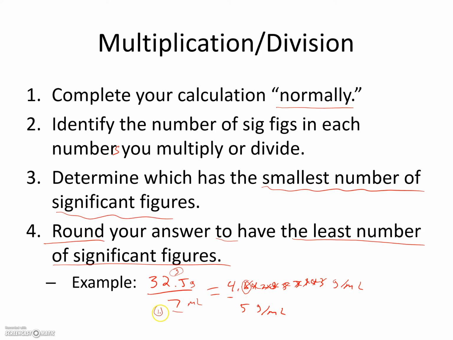So again, complete my calculation normally, identify the sig figs in each number. I have 3 there, 2 there. Determine which has the smallest number. That would be the 7 milliliters, which has just 1. And so my answer is going to have 1 sig fig. All right?